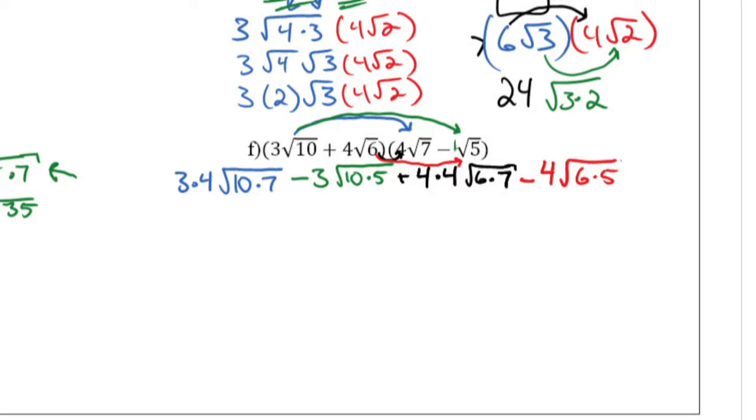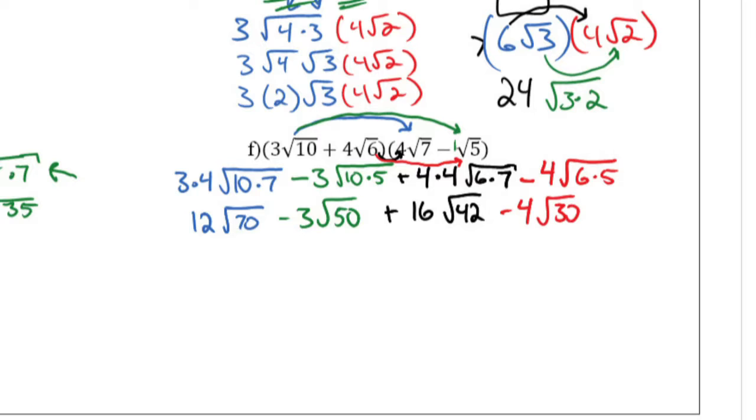Okay, so let's just do the multiplication now, and then we'll worry about simplifying at the end. So the first one, I have a 3 and a 4 out front. 3 times 4 gives me 12, and under the radical I have a 10 and a 7 is 70. 10 and 5 gives me 50. I have this 4 and 4, which is 16. 6 and 7 is 42. And then negative 4, and 6 and 5 is 30.